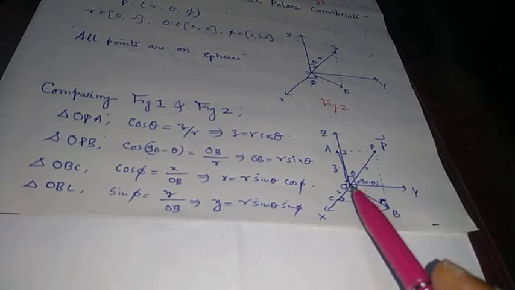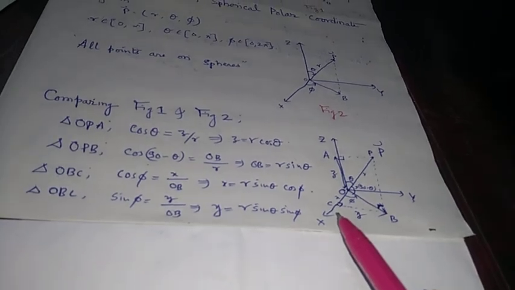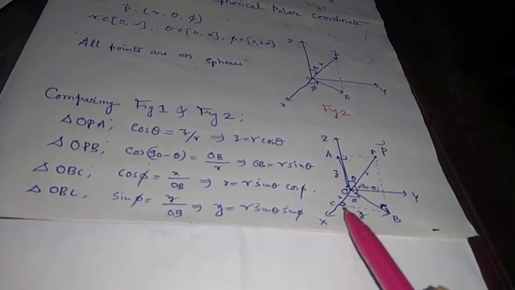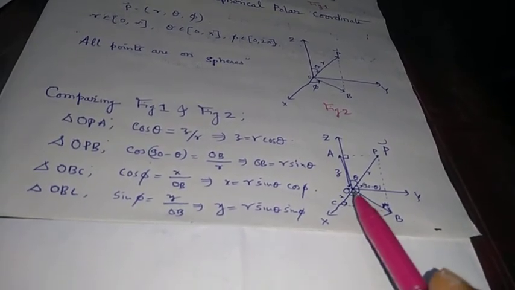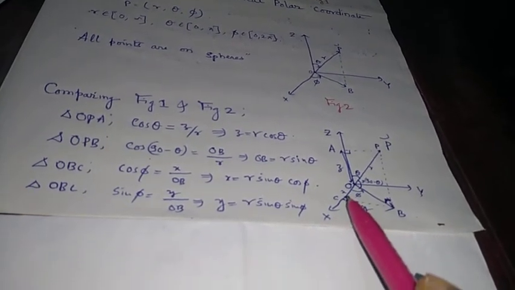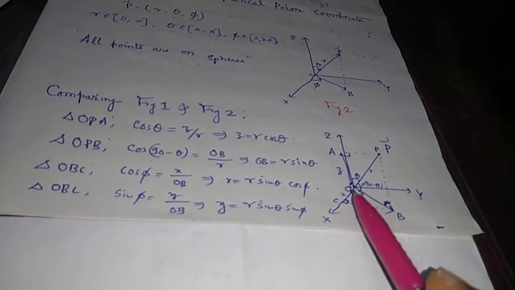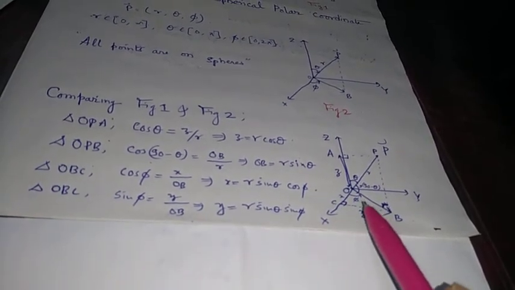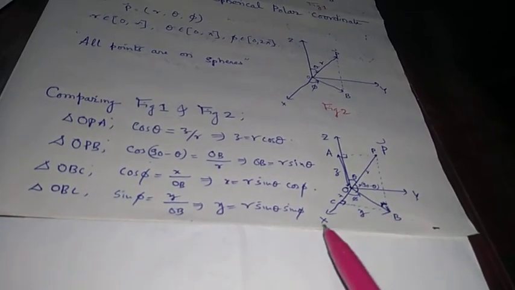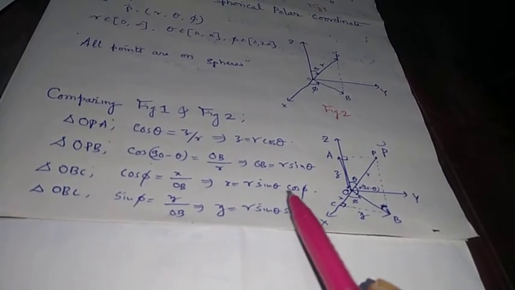And in the triangle OBC, which is this triangle here, of course the angle here is phi, and it's also a right angle triangle because the angle between OC and BC is 90 degrees here. So again, if you consider the cosine of this angle phi, which is adjacent, OC or X, divided by hypotenuse, which is OB. OB was r sine theta from the earlier equation, so we get x is equal to r sine theta into cos phi.